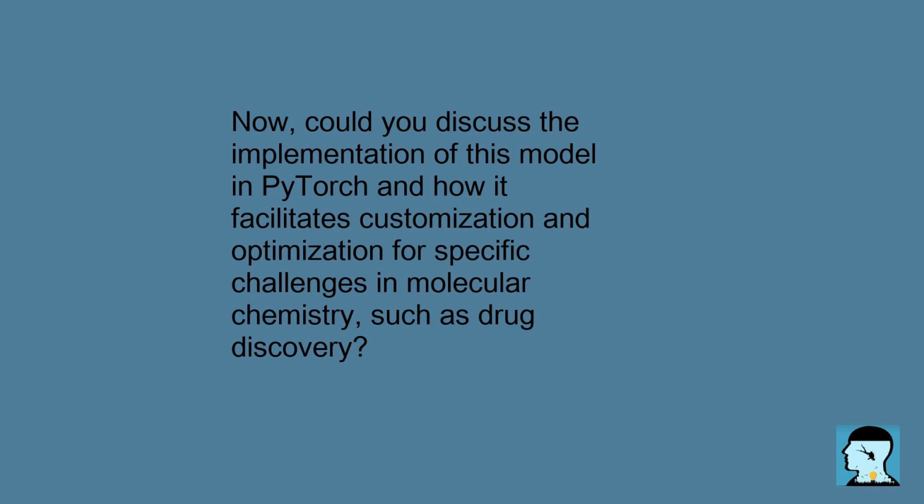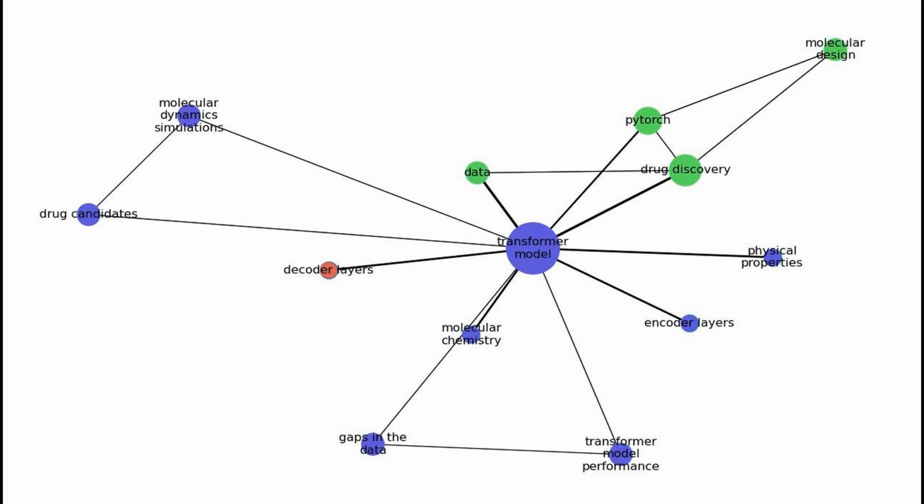Now, could you discuss the implementation of this model in PyTorch and how it facilitates customization and optimization for specific challenges in molecular chemistry, such as drug discovery? Implementing this transformer model in PyTorch is like using a versatile toolkit to build and customize a machine that can create new molecular recipes. PyTorch provides a flexible framework that allows researchers to easily adapt the model for their specific needs in molecular chemistry, such as drug discovery.